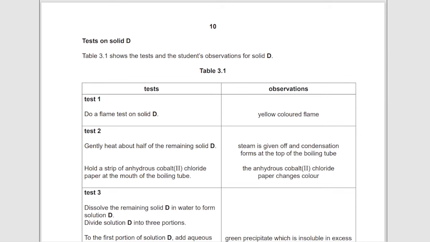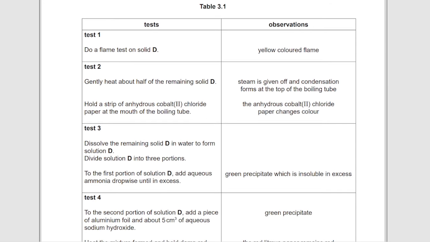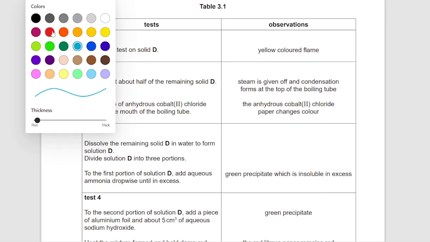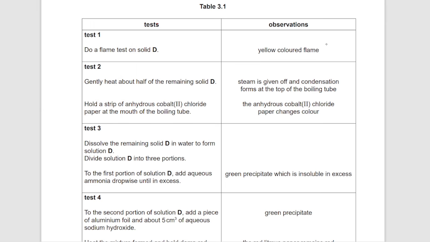Test on solid D. Another solid D is there. Do a flame test on solid D, yellow colored flame. A sheet will be given to you. All of you can see and observe the color over there. It will be the sodium flame color. Yellow flame color is of sodium.